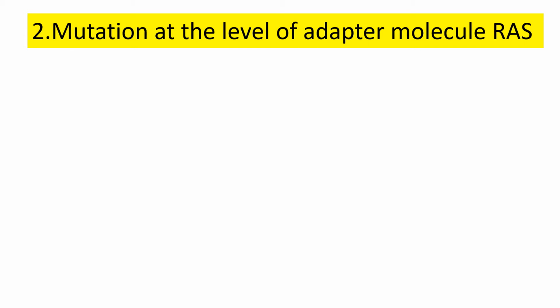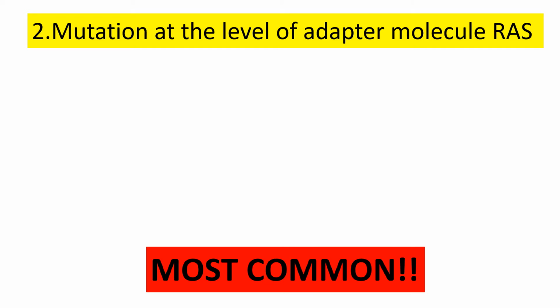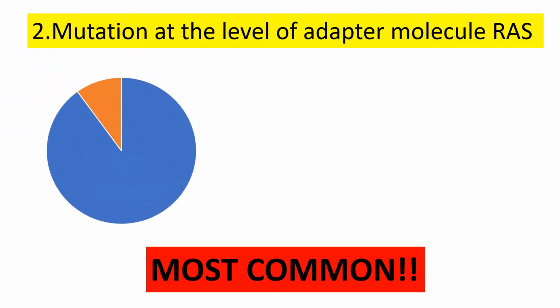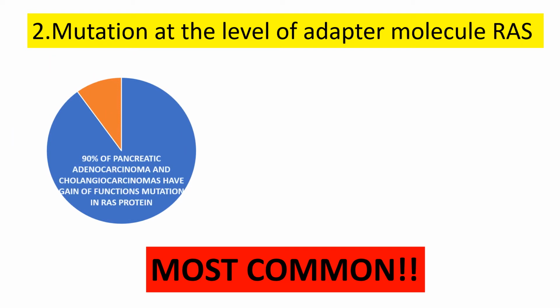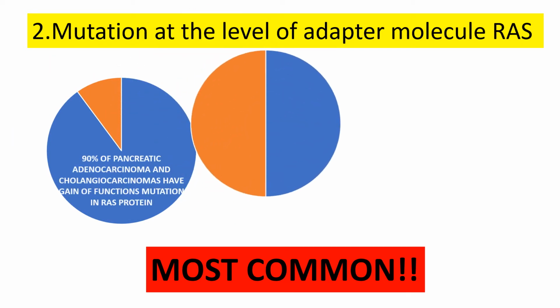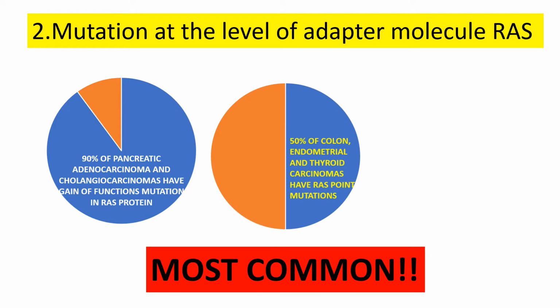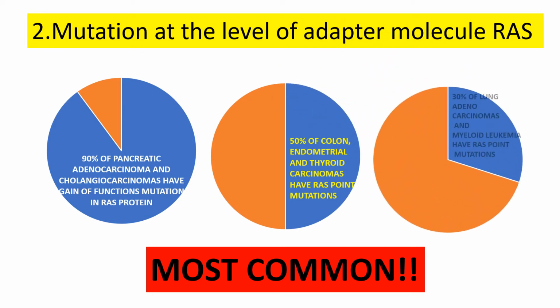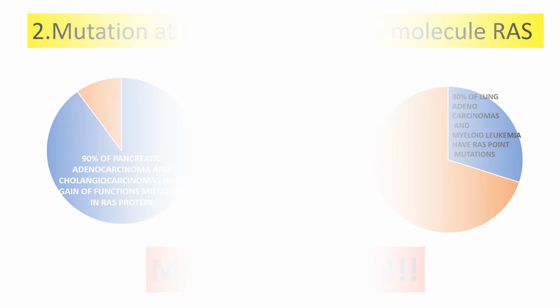Gain of function mutations in the RAS adapter molecule is the most common aspect seen in most of the tumors. Like in 90% of pancreatic adenocarcinoma and cholangiocarcinoma, and 50% of colon, endometrial and thyroid carcinoma, and 30% of lung adenocarcinoma and myeloid leukemia, we have this RAS adapter molecule mutation.